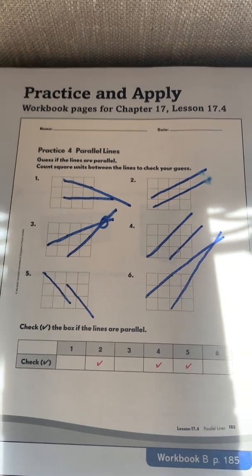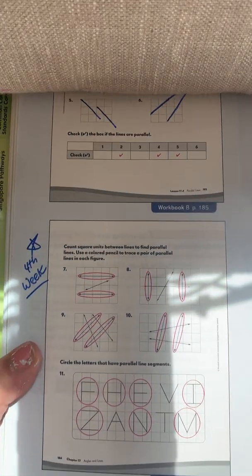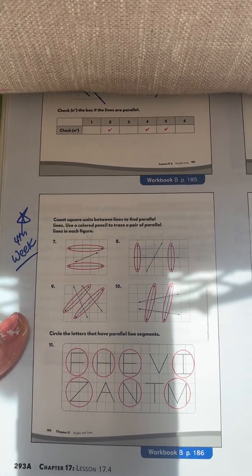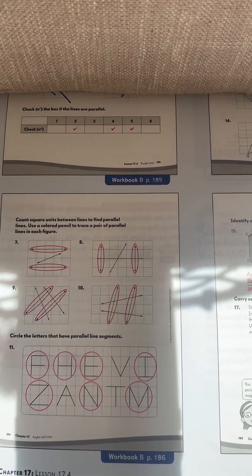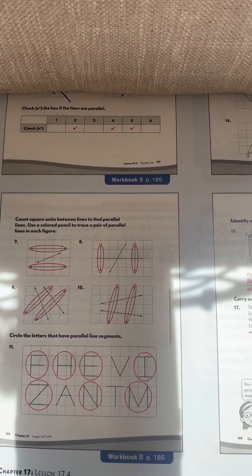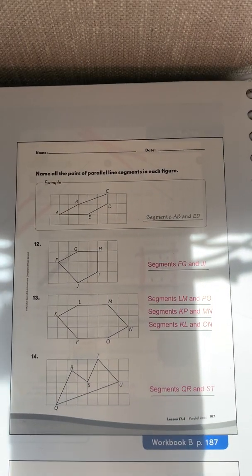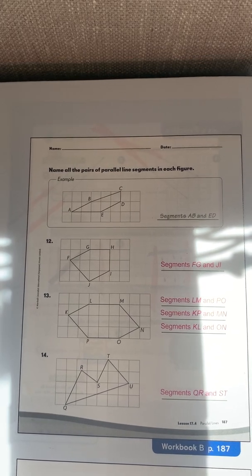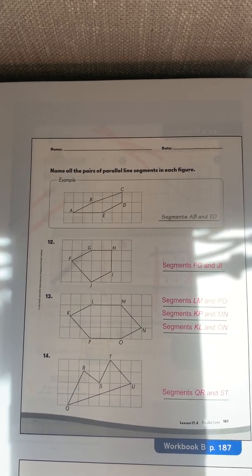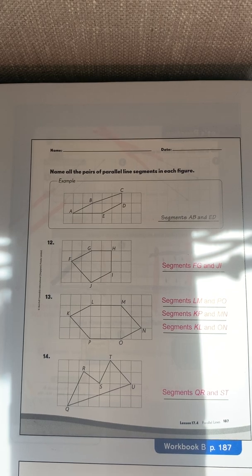All right, great job, guys. I'm going to go ahead and give you the answers here. Let's see. All right. 186. Okay, so go ahead and check to make sure you've got all of the right things circled there. And here is your work for page 187. Now, there are quite a few options, so double check that you have those. You guys did an awesome job.